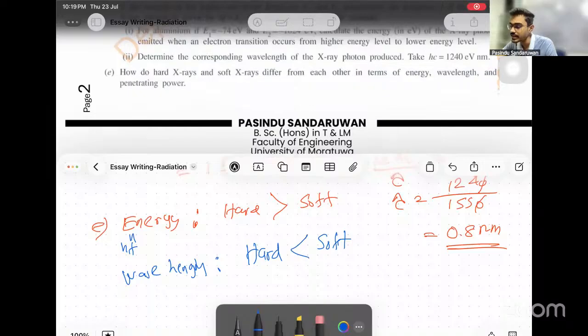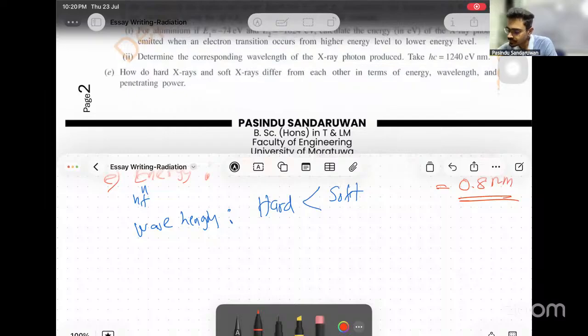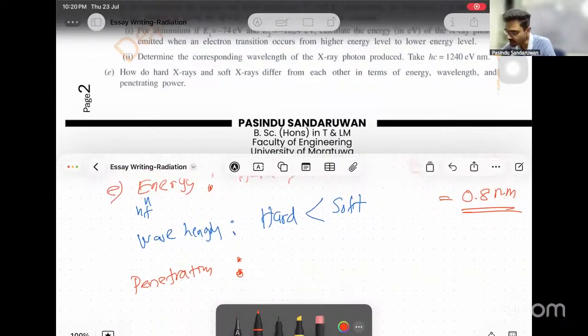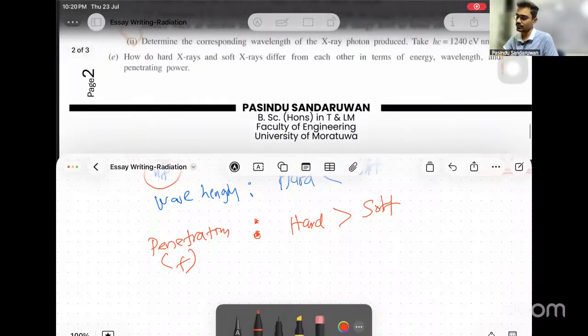And penetrating power depends on frequency. Higher the frequency, higher the penetration. Higher frequency is for hard X-rays. Then hard is higher, soft is lesser. Penetration depends on frequency. Higher penetration, higher frequency. That's it for the second one also.